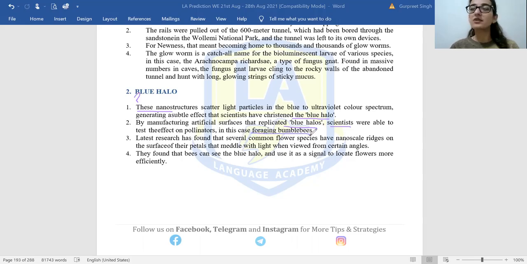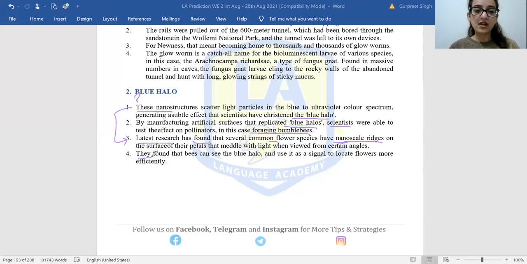So typically, or I would say just taking the nouns out of the sentence: latest research has found that several common flower species have nanoscale ridges on the surface of their petals that meddle with light when viewed from certain angles. So here we are talking about a research. And then what has the research found? We have some flower species. They have nanoscale ridges. We read about something similar to nano. So here we have these nanostructures. So these is referring to the nanoscale ridges on the surface of the petals of the flowers that meddle with light when viewed from certain angles.